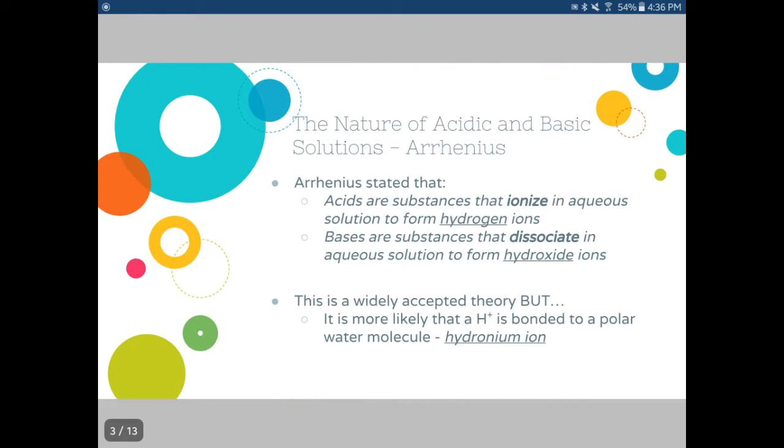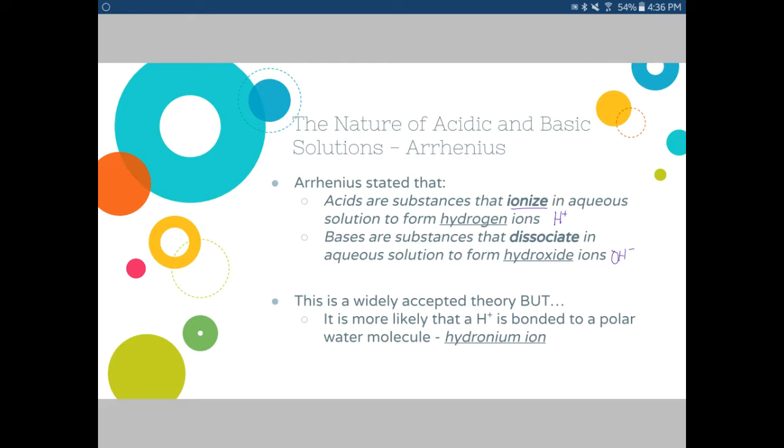Now, we have a theory that I'll give you a reminder that Arrhenius stated. Arrhenius was the guy who gave a generalization about what he thought acids and bases were, and he said that acids are substances that ionize in aqueous solutions to form hydrogen ions, or H+, and we have bases that dissociate to form hydroxide ions, or OH-.